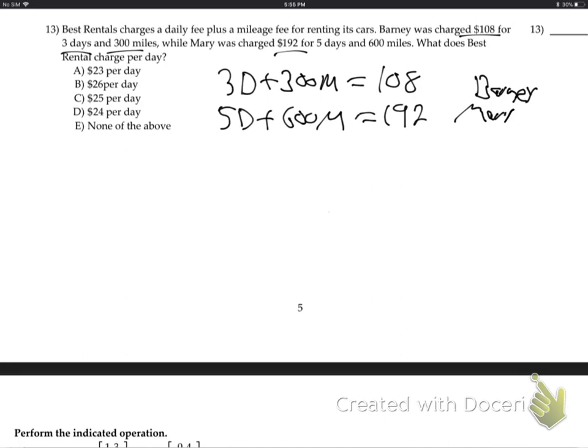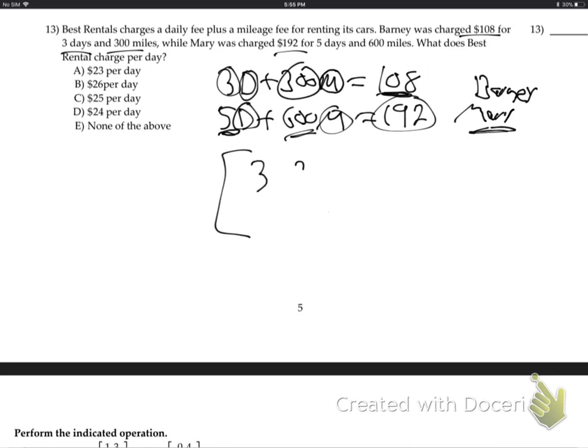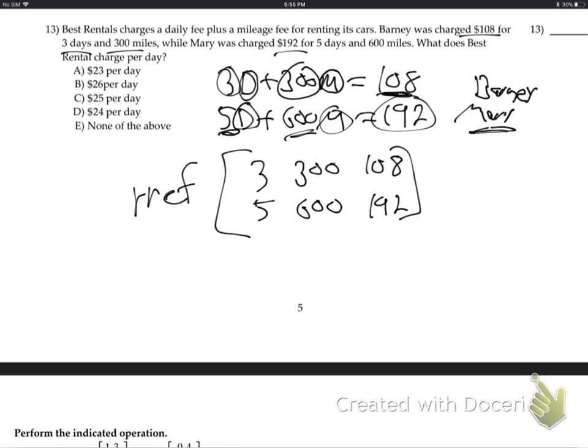So however much this rental charges per day times 3 days, how much per mile times 300 miles came out to be 108 for Barney. However much the daily charge times 5 days and the mileage charge times 600 miles came out to 192 cost for Mary. So what does that mean? So that means make it a matrix, 3, 300, 108, 5, 600, 192. Do the RREF on that one and get your answer.